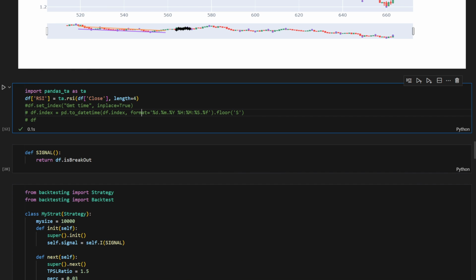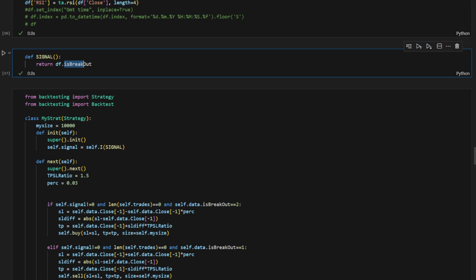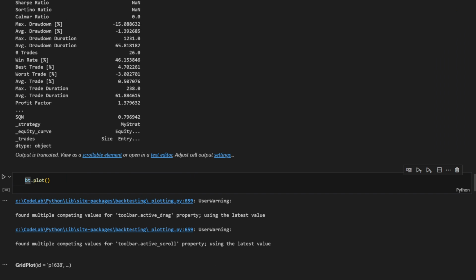So first let's compute the RSI because we're going to use it later on. RSI length 4, remember this is the daily time frame. Defining this function of the signal that's just returning the breakout column from the data frame, and then we can start our backtest.